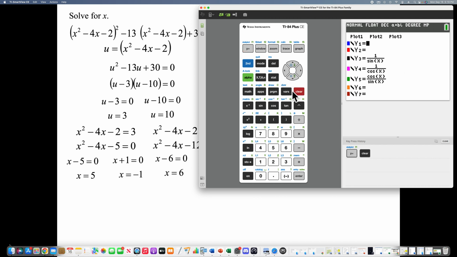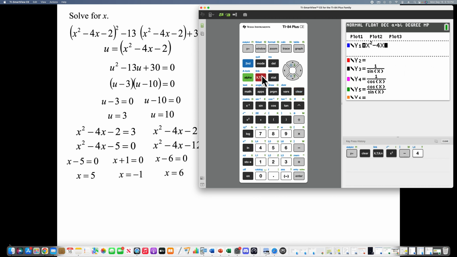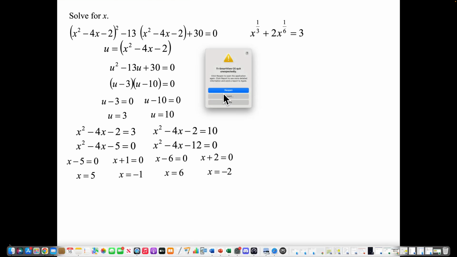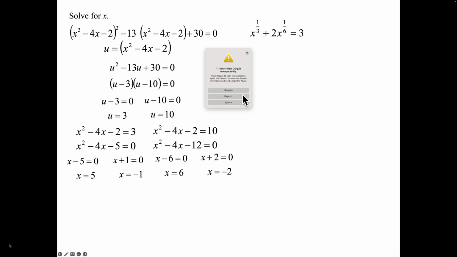All right, here is another way to enter this. Because I don't want to type this in twice, I'm going to type it in once. X squared minus 4x minus 2. Enter. Y2, I'm going to type this in as Y1. That's going to make like my u. So I can get to Y1 by going Alpha, you lousy rat. Scratch it, we're not going to do it. Okay. Do it in class. Ignore, get rid of it.